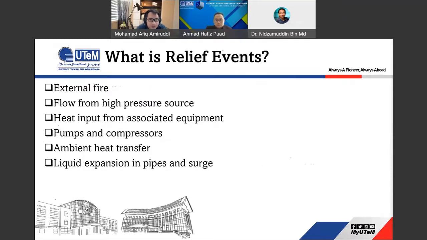So what is a relief event actually? A relief event is such as external fire, flow from a high pressure source, heat input from associated equipment, pump and compressor, ambient heat transfer, and liquid expansion in pipe and surge. The easiest way to say it is that we want to relieve if the process variable or process parameter is beyond our design. Why do we want to relieve? Because we want to avoid any accident in our working area. That's why we develop a relief event.